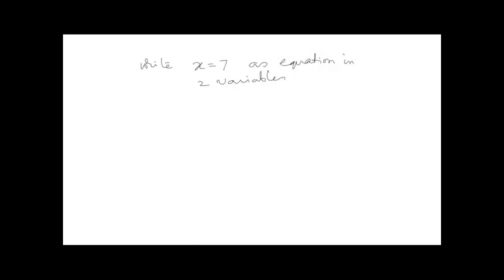x plus 0y, with x equal to 7, so x plus 0y minus 7 equals 0. Yes, ma'am. Minus 7.